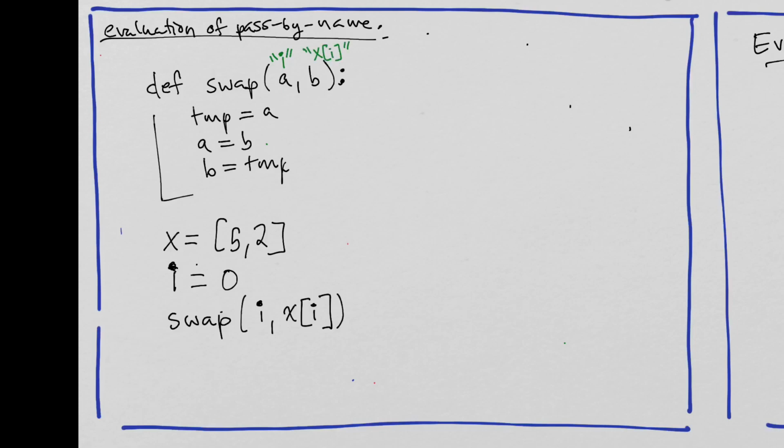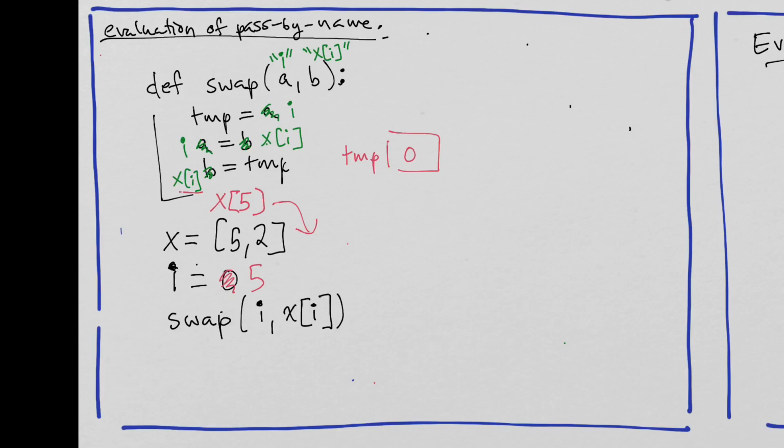And so this code becomes temp gets the value of i, i gets the value of x sub i, x sub i gets the value of temp. And so let's execute this code by hand. We get a new variable temp. We put in it the current value of i. Then i gets the value of x of i, which is 5, and now x of i refers to x of 5, and we get an array index out of bounds error or some kind of exception because x doesn't have an index 5, right?